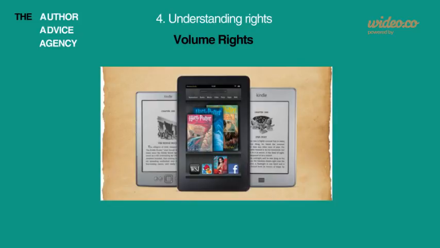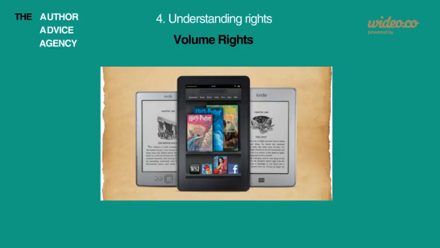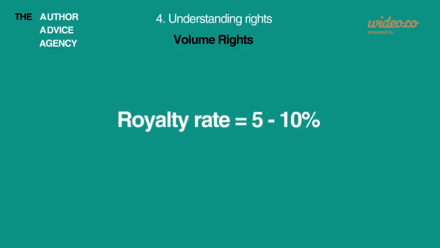However, increasingly the term for e-book rights is shorter than standard licenses. This is because the industry norm for royalty rates of these rights have not settled, so you may wish to renegotiate after a certain period to adjust to market conditions. The royalty rate, as discussed later, for these rights will normally be around 5 to 10%.